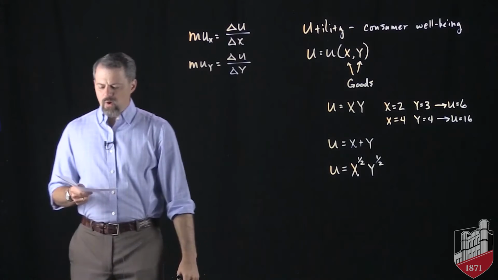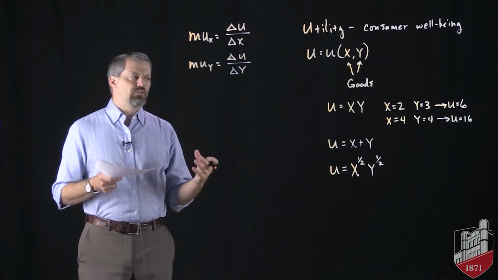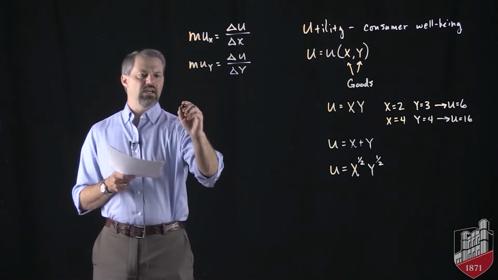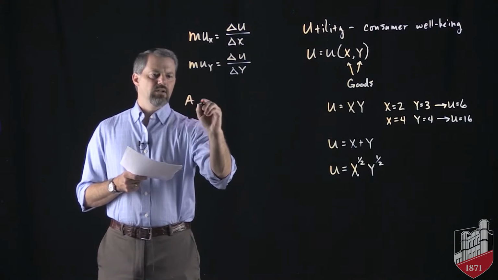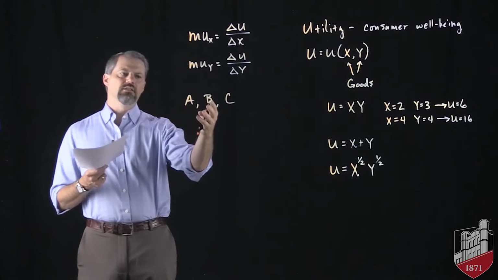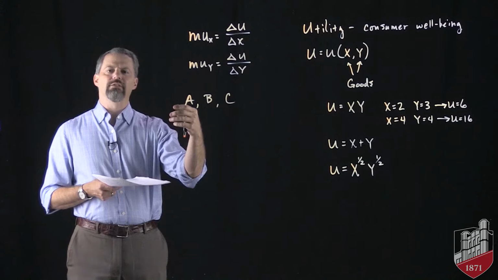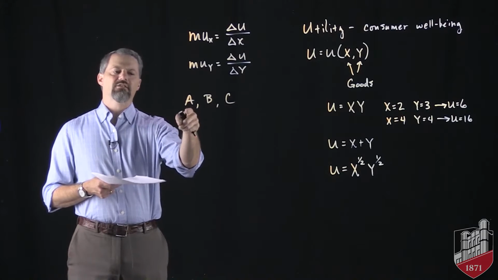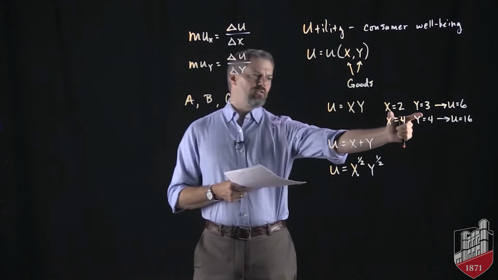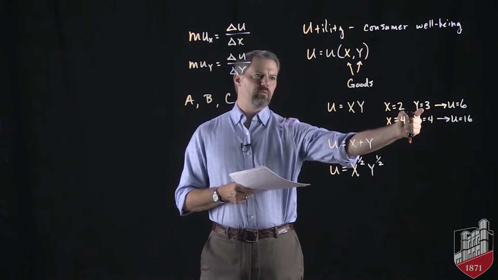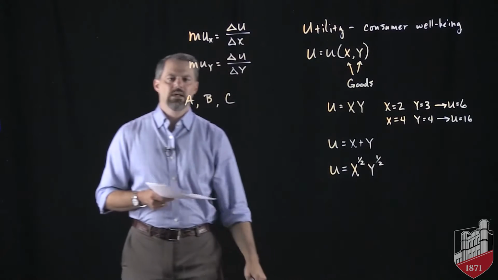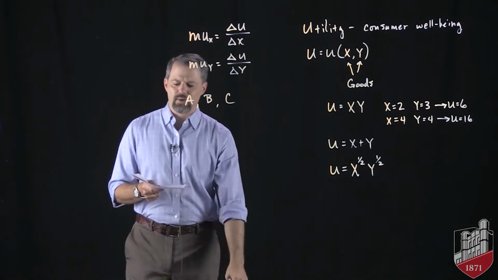So the way that we think about this, let's suppose that we have 3 bundles. Let's suppose that we have bundle A, bundle B, and bundle C. A bundle is just the term that I'm going to use to refer to a particular amount of X and a particular amount of Y. So this would be a bundle: X equals 2, Y equals 3. This would be a different bundle: X equals 4, Y equals 4. So let's think about 3 different bundles.